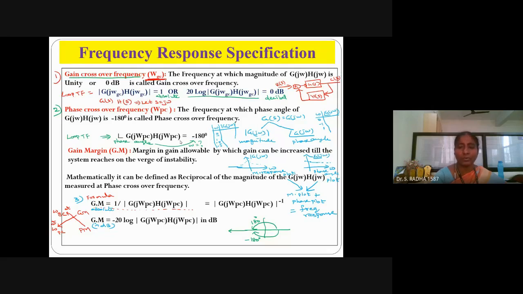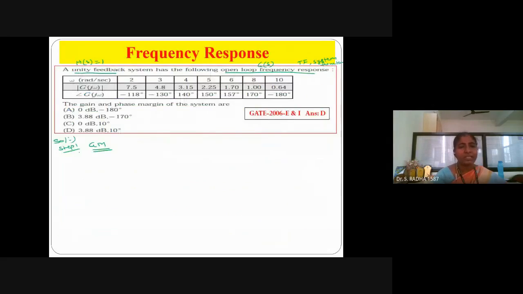Here two things we have to remember. One is the gain margin formula: minus 20 log modulus of G of j omega, H of j omega, where omega is omega pc. At the phase crossover frequency, we calculate the gain margin. This is in dB. In absolute terms, the minus 20 log will not come; it is 1 divided by the magnitude. And omega pc is where the phase angle of G of j omega, H of j omega equals minus 180, and we will get the omega pc value.